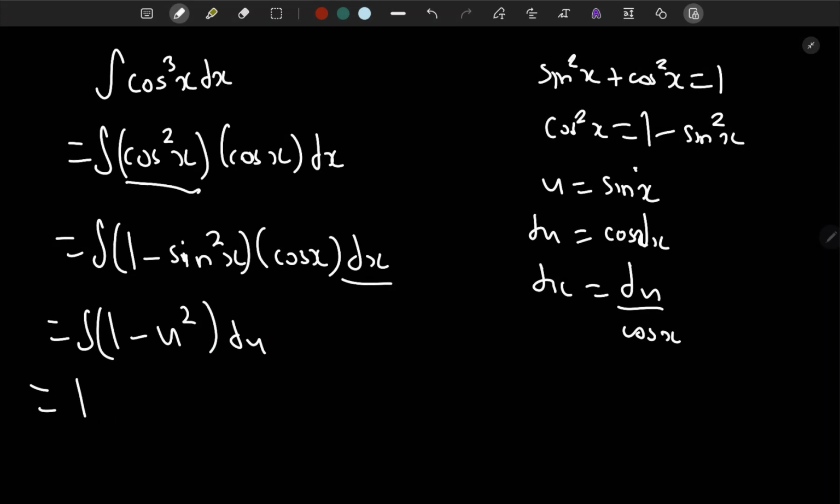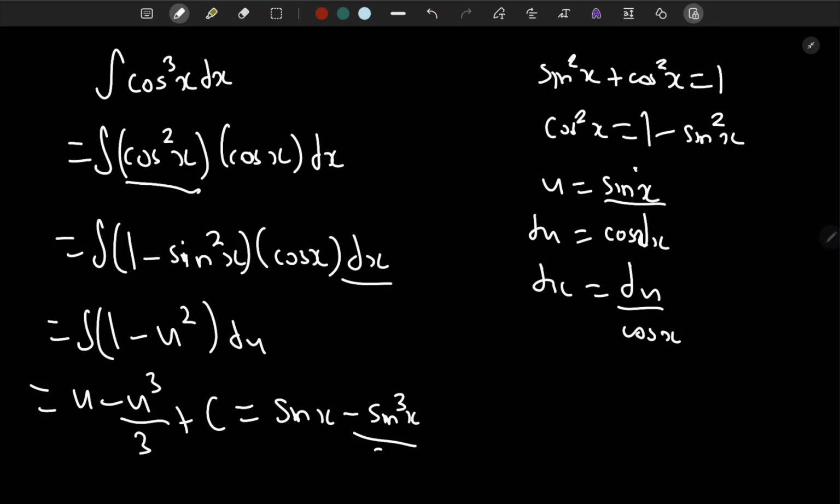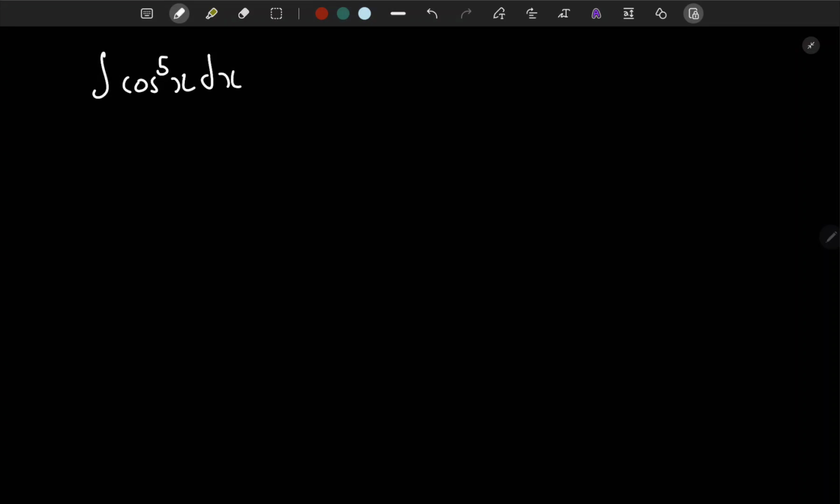Now just integrate this normally. It's going to be u minus u to the power of 3 over 3 plus c, and you always need to replace what was u from the beginning. So it's going to be sine x minus sine cubed x over 3 plus c. Let's move on to another example here.